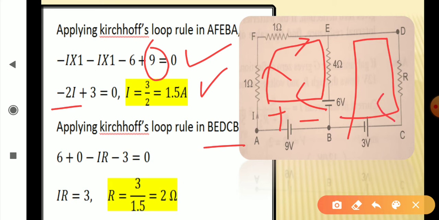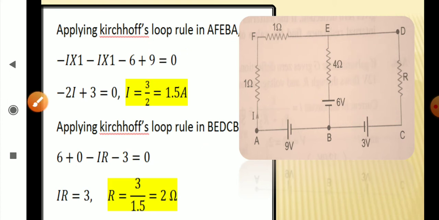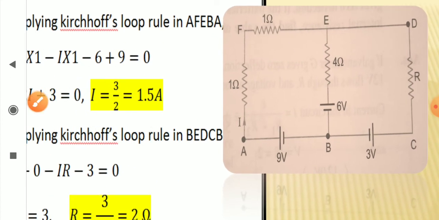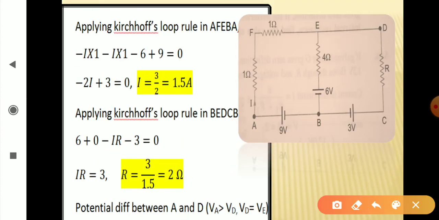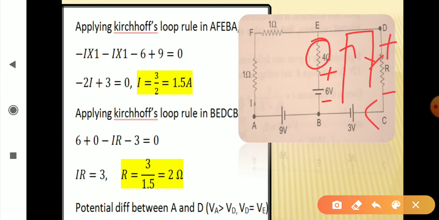BEDCB again clockwise. Alright, so while doing it, you can see that we are moving along this direction, clockwise. So for this cell, we are moving from negative to positive, a rise of potential. For this 4 ohm, there is no current, so the potential difference is 0. For this resistance R, we are moving from higher to lower potential, the direction of current is this. And for this 3 volt, higher potential to lower potential.